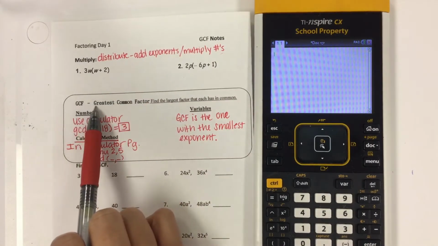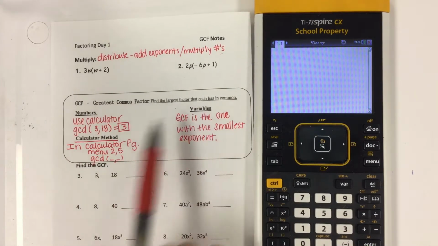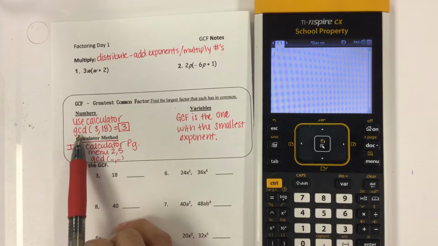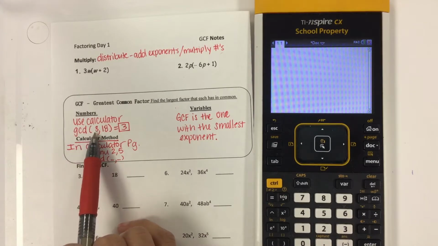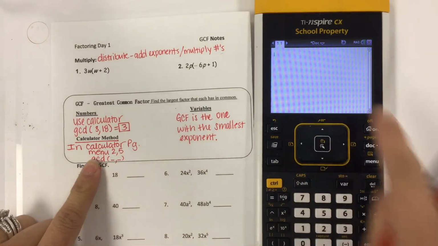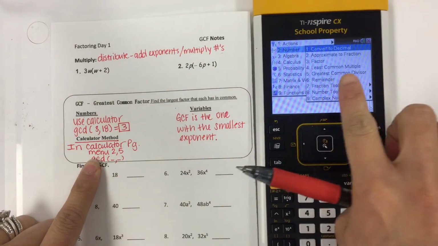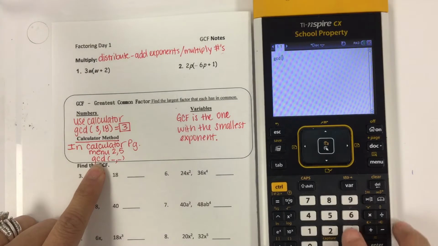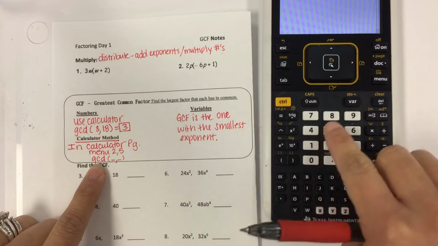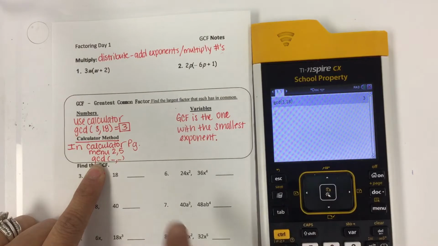When we're finding the greatest common factor, you're going to find the largest factor that each one has in common. When you're dealing with numbers, you're going to use your calculator. You're going to write GCD in the calculator. GCD of 3, 18 equals 3. On a calculator page, you would use menu, 2 for number, 5 for greatest common divisor, and 3, comma, you need to use the comma button, 18, close your parentheses and enter. That's how you get 3, okay?